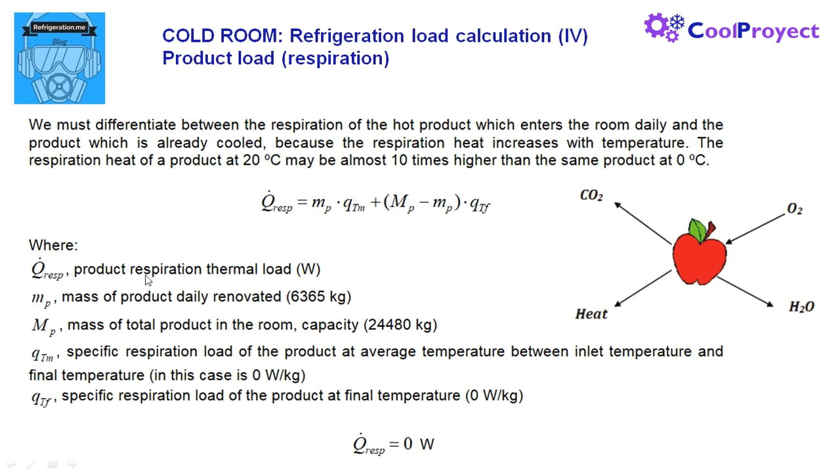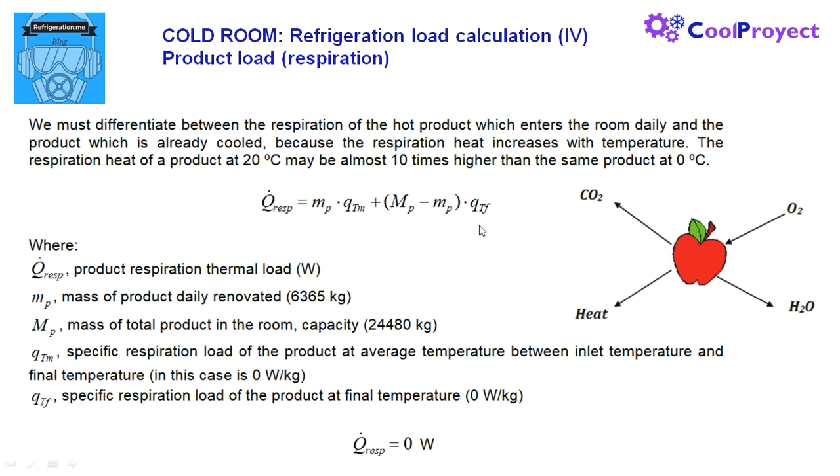In this formula we have the mass product daily renovated, like before, for the product load, in this case 6,365 kilograms. We have this mass of total product in the room, the room capacity for our project, which is 24,480 kilograms for the whole room. We have here the specific respiration load of the product at average temperature between inlet temperature and final temperature. It's important to take an average specific respiration load for the mass of product daily renovated. And the difference between the total mass or capacity in the room and the daily renovated product has to be multiplied by the specific respiration load of the product at final temperature, because this product is already cooled in the room.